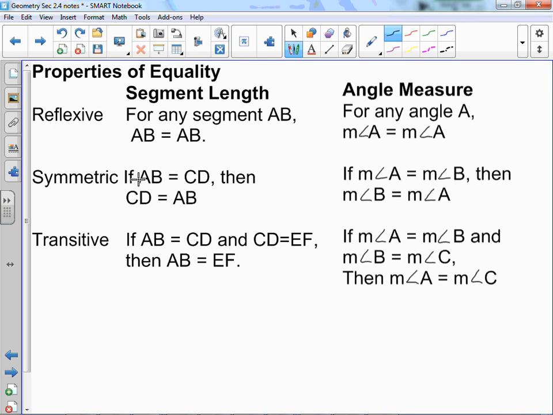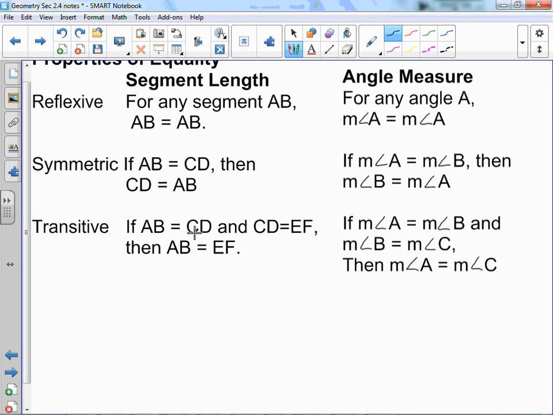Then symmetric property: if length of AB equals length of CD, then the length of CD equals length of AB. Or with the angle, if measure of angle A equals measure of angle B, then measure of angle B equals the measure of angle A. Doesn't matter which side of the equal sign they're on, if they were equal on one side, they're equal on the other.